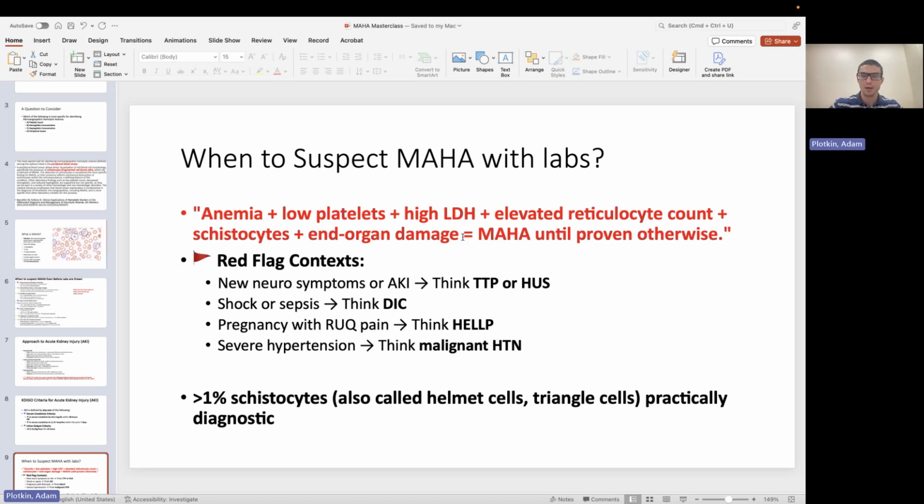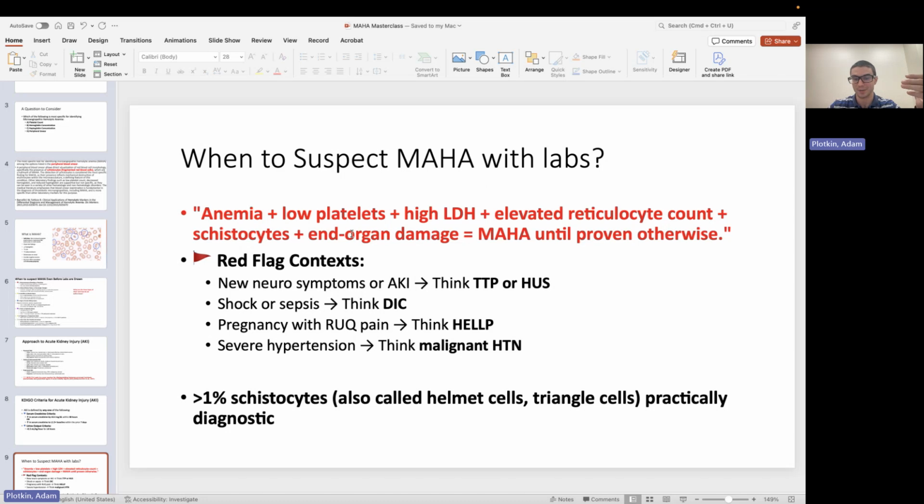So some red flags whenever we see anemia, low platelets, high LDH, elevated retic counts, schistocytes, end organ damage. If we see new neuro symptoms, if we see shock or sepsis, pregnancy with right upper quadrant pain or severe hypertension, it might push us one way or the other. Again, I told you this, greater than 1% schistocytes on peripheral smear is practically diagnostic. So again, anemia plus low platelets. I had a really good attending who told me, if you ever see anemia plus low platelets, you should think about MAHA until proven otherwise.